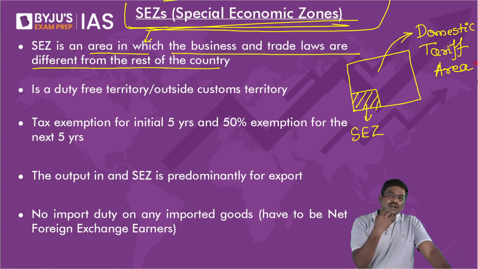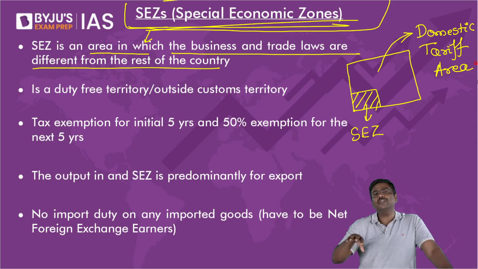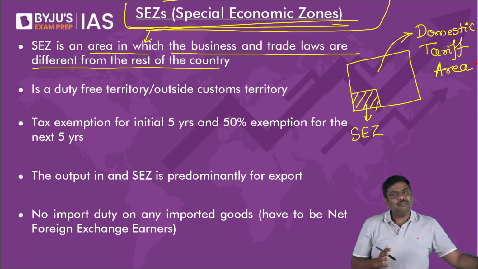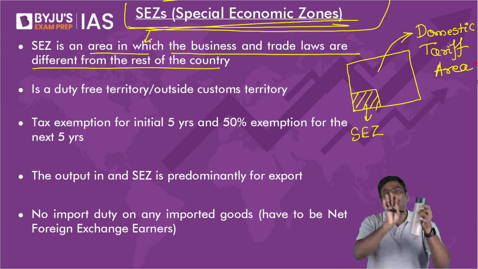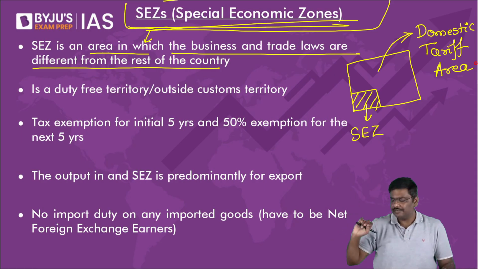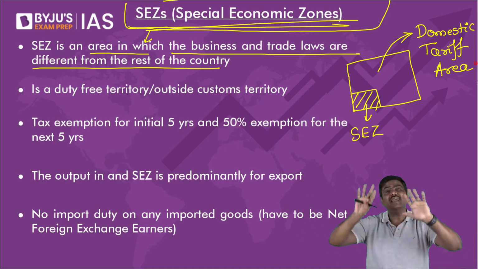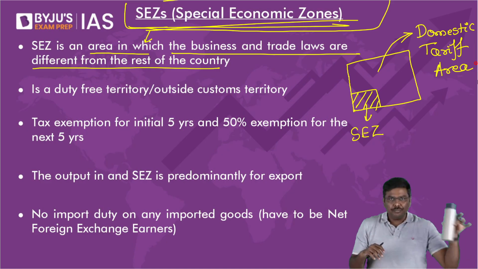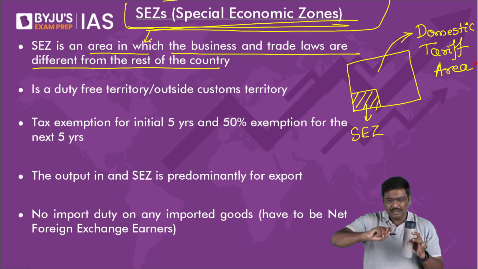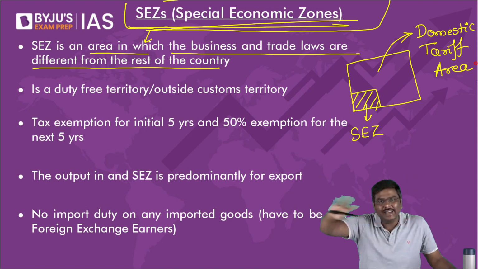Now, what is the argument for SEZ? If you set up any unit in the SEZ, the government of India will give you tax exemption. I'll repeat it. If you set up, let's say, a manufacturing unit in the SEZ, on whatever profits you earn from this manufacturing for 5 years, tax exemption is provided. 100% tax exemption. And for the next 5 years, 50% tax exemption. And if you import anything to manufacture this bottle, on the import, the government will not impose any tariff or taxes.